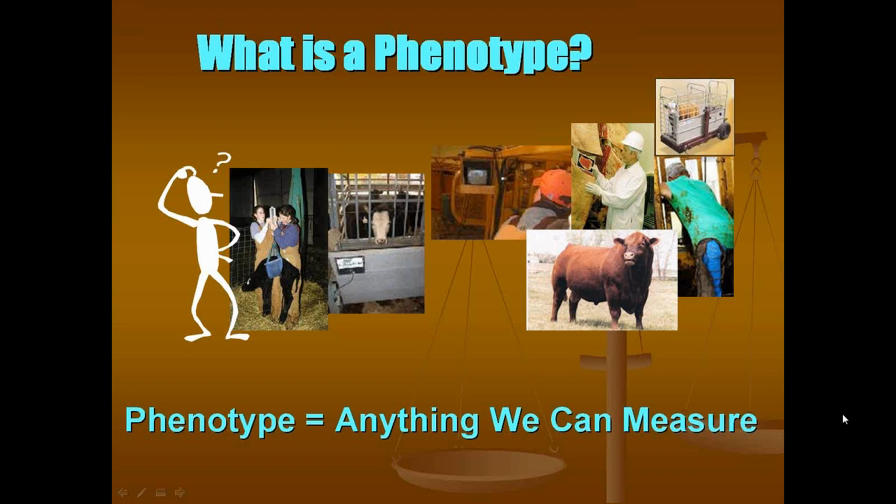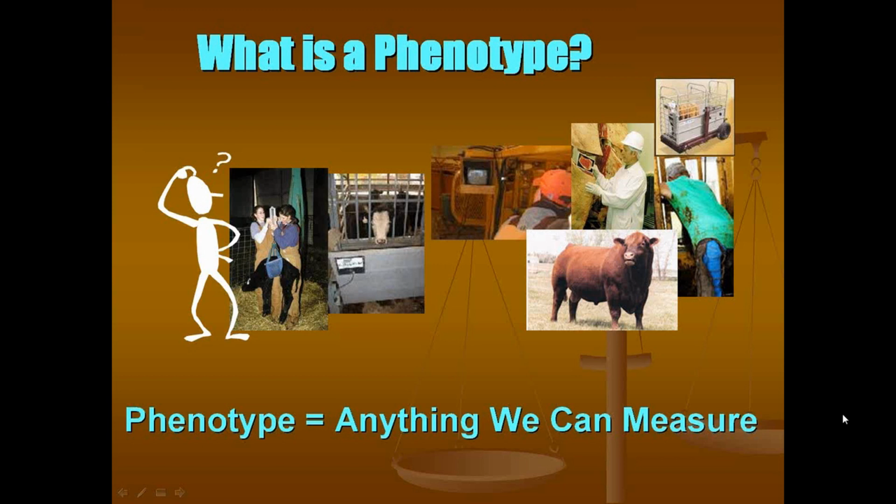Again, a measurement taken any time in an animal's life is a phenotype, and even whether or not an animal is pregnant or open. And we do that via rectal palpation, so we're doing that with our fingers. Or we can certainly do that with an ultrasound machine. That also constitutes a phenotype.